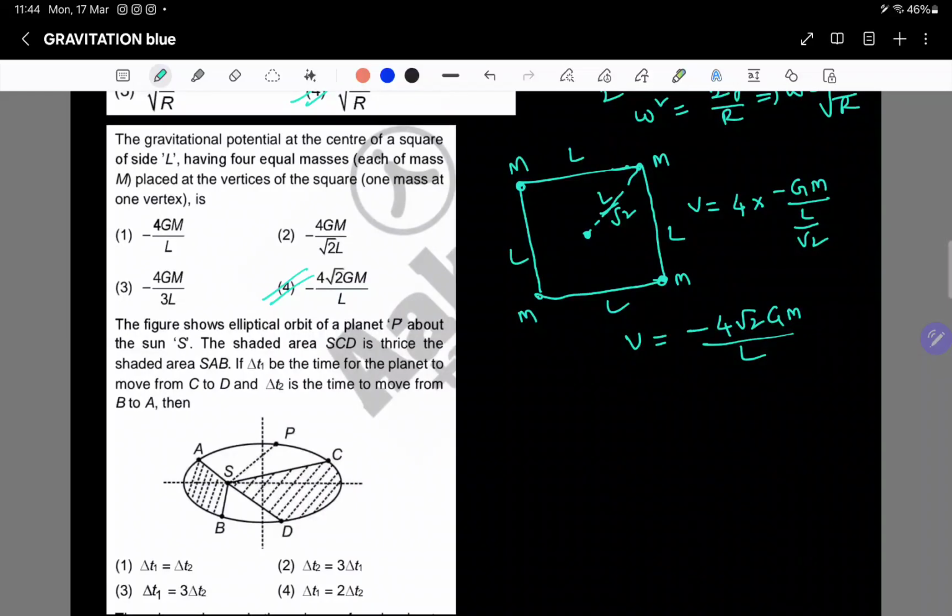Same question, if they ask gravitational field intensity at the center, it means 0, students, since it is a vector quantity. But potential is a scalar quantity, so it is a normal scalar summation only.